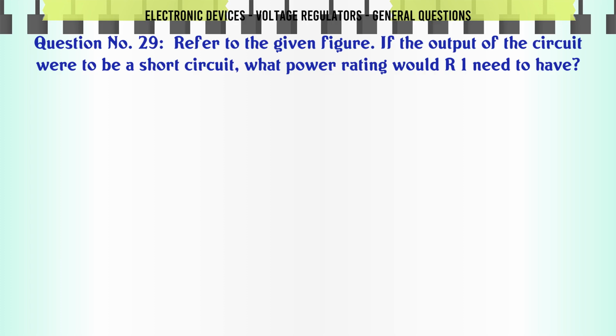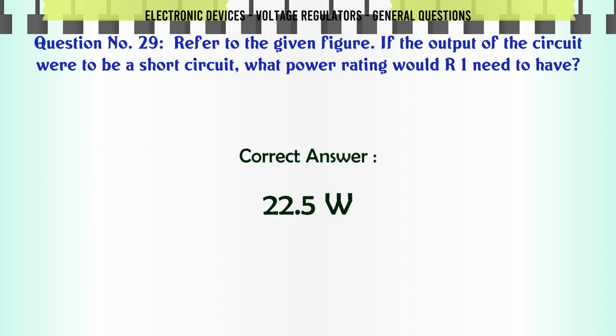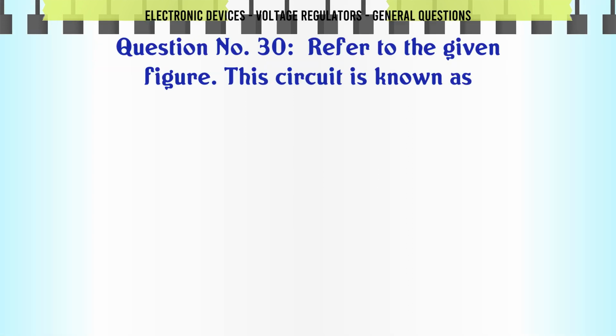Refer to the given figure. If the output of the circuit were to be a short circuit, what power rating would R1 need to have? A. 2.25 watts, B. 5 watts, C. 10 watts, D. 22.5 watts. The correct answer is 22.5 watts.